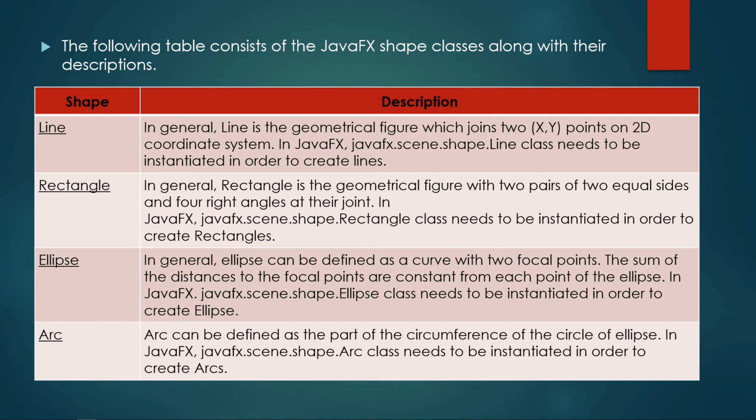Next we have the rectangle. In general, a rectangle is the geometrical figure with two pairs of equal sides and four right angles at their joints. In JavaFX, the javafx.scene.shape.Rectangle class needs to be instantiated in order to create rectangles.